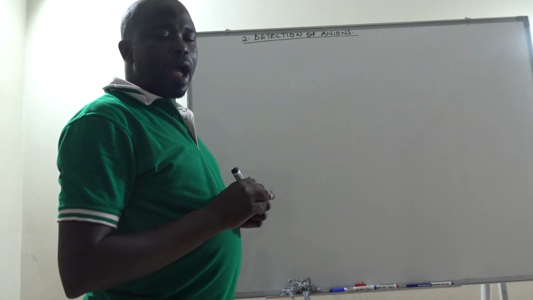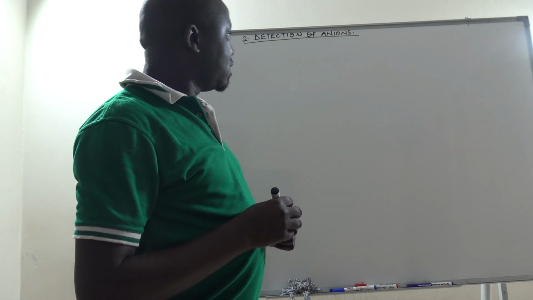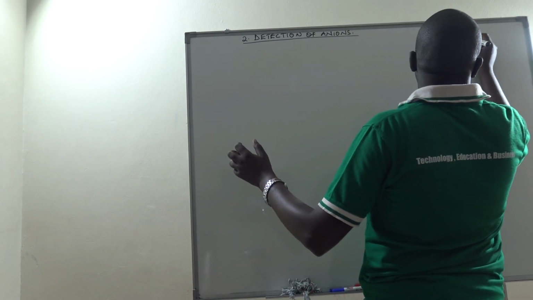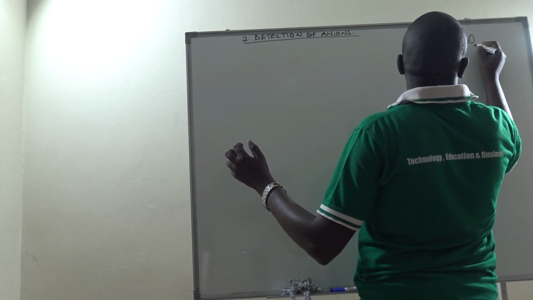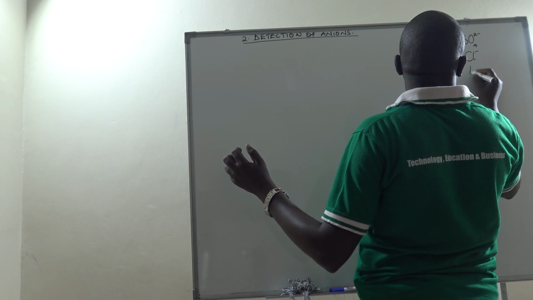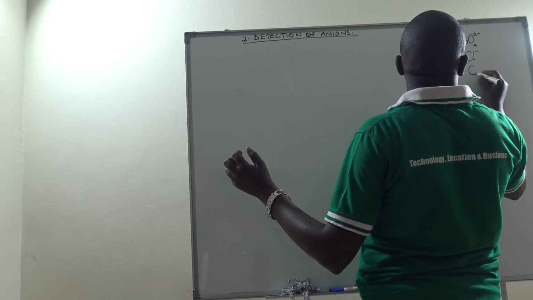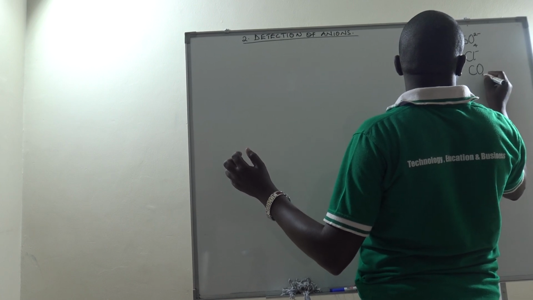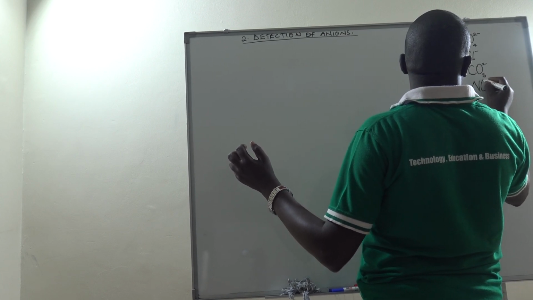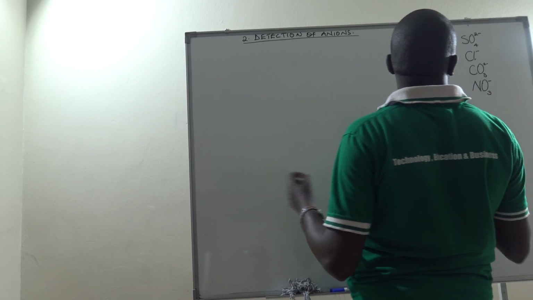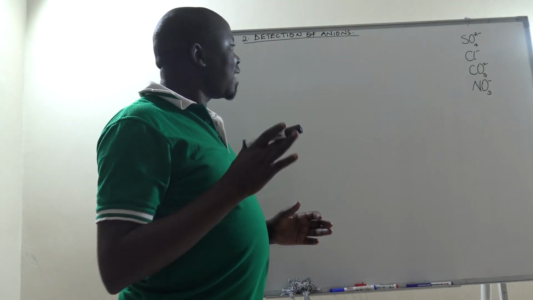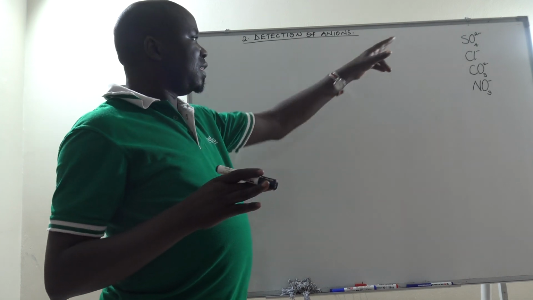I want us to be able to remember the anions that we talk about at this level clearly. These anions are the sulfate ion, the chloride ion, the carbonate ion, and the nitrate ion. Mainly these four major anions that we deal with at this level. So we are going to see how we can detect them in solution.